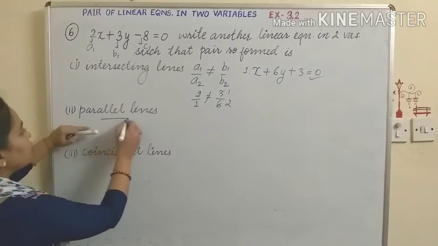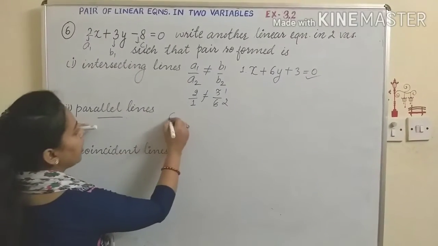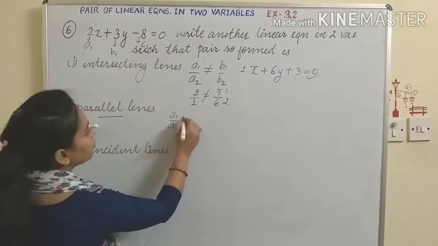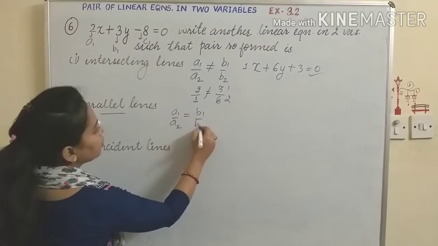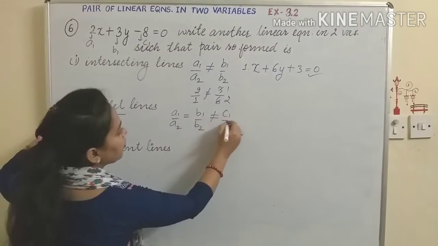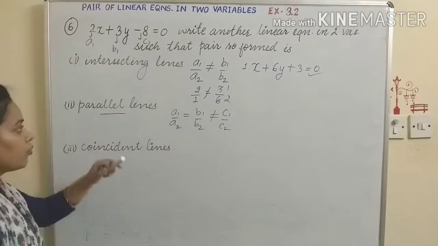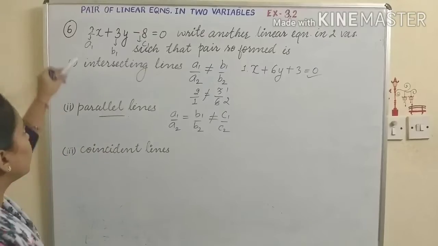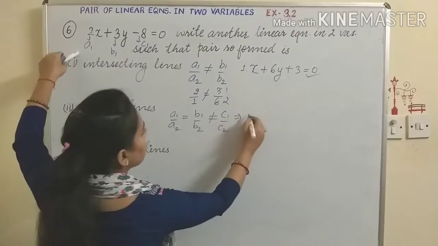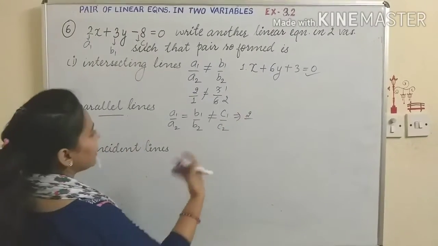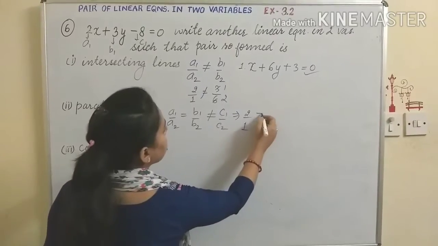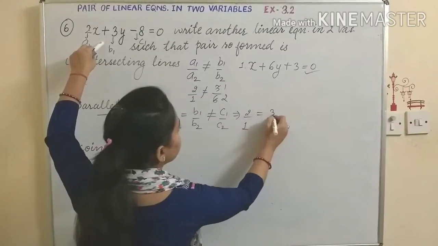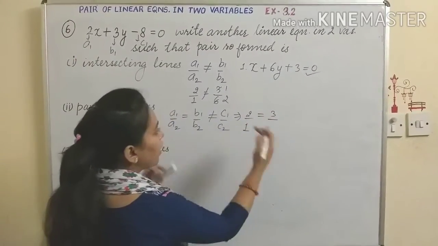Okay, now come to the parallel lines. You know that for parallel lines the condition is a1 upon a2 equal to b1 upon b2, but it should not be equal to c1 upon c2. Now what we have to keep in mind is that we have to make both of these ratios equal. Here a1 is 2, let's take a2 as 1.